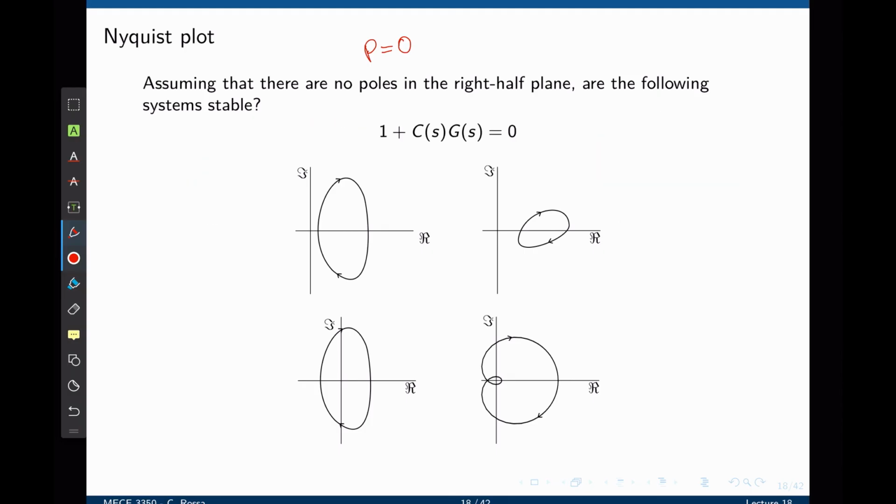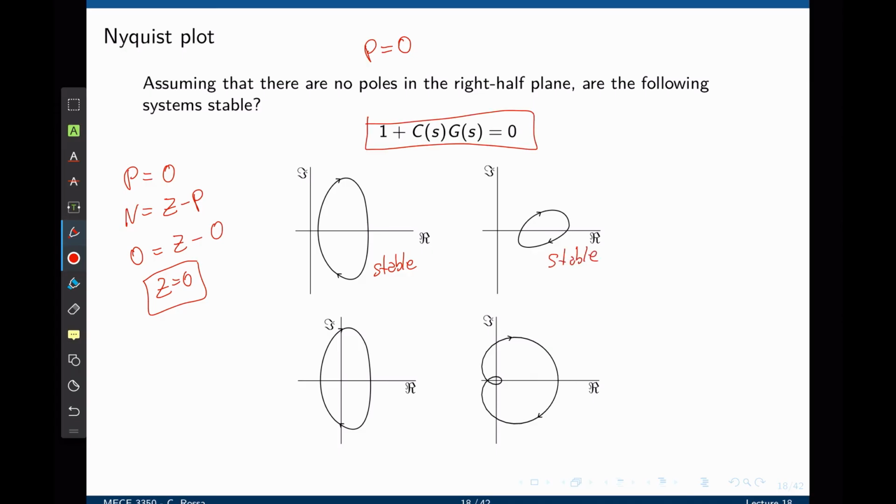If the result is the first contour, is the closed loop system stable or unstable? The system would be stable because the number of poles is 0. We have n equals z minus p. The number of encirclements is also 0, so z minus p is 0, z equals 0. The characteristic equation has no zeros in the unstable region. Same with this one, z is also 0.